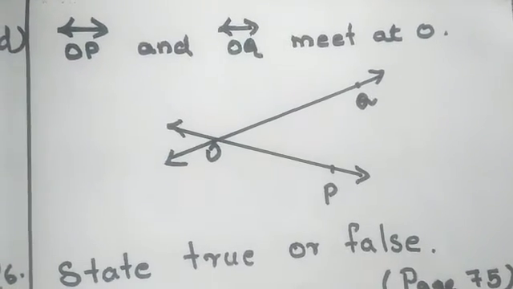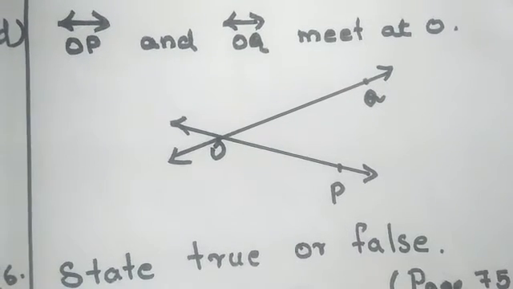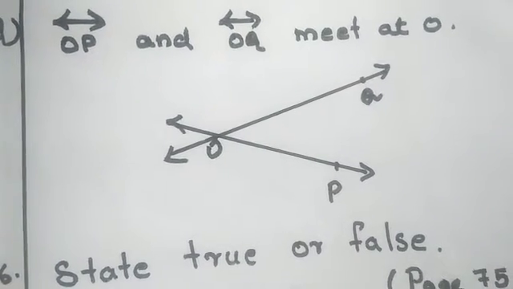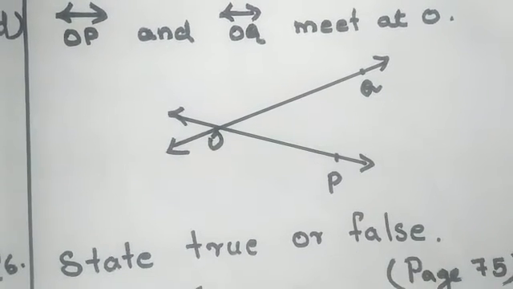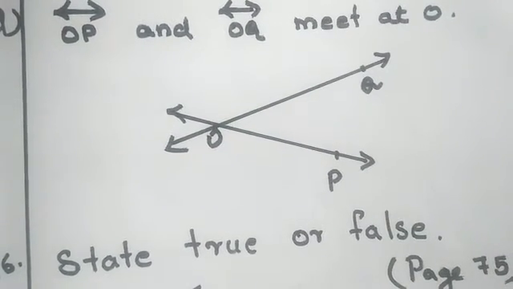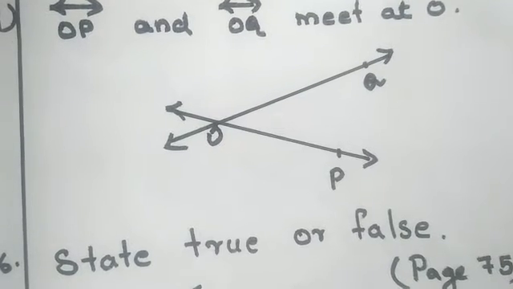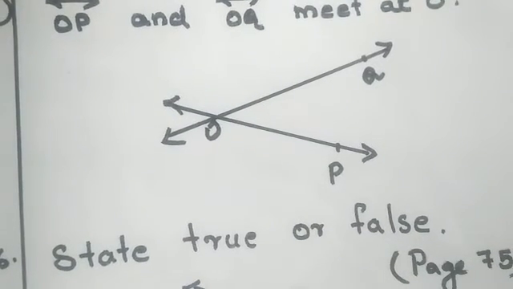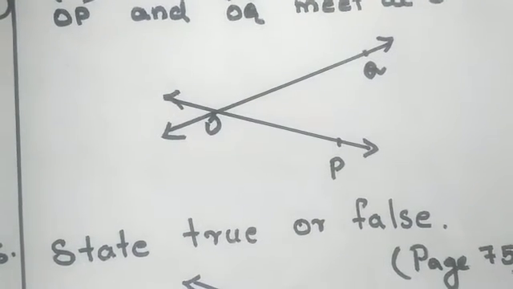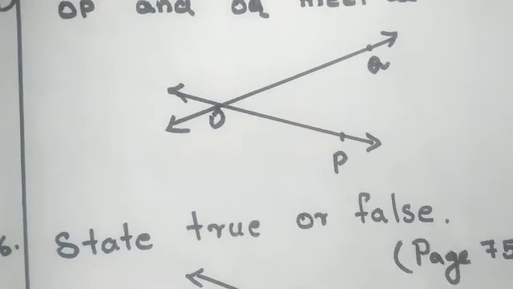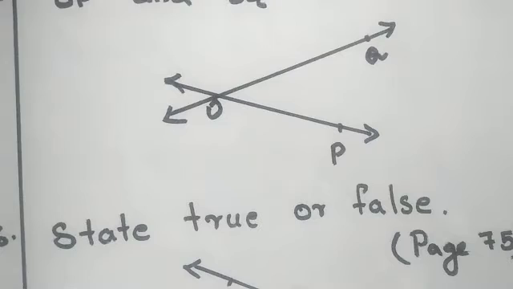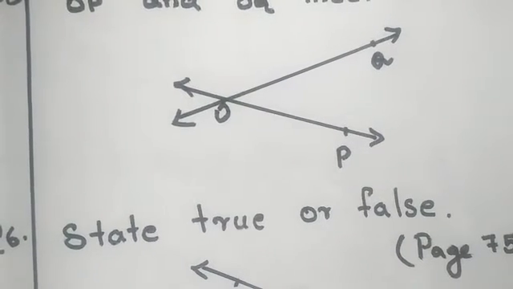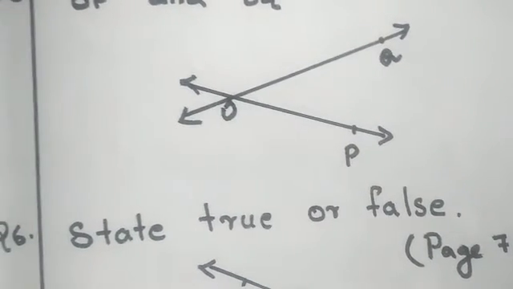Next question. Line OP and line OQ meet at O. So, meeting point should be O. OP marked here, the line OP and OQ, but O should be their meeting point. So, this is the figure for OP and OQ meeting at the point O.